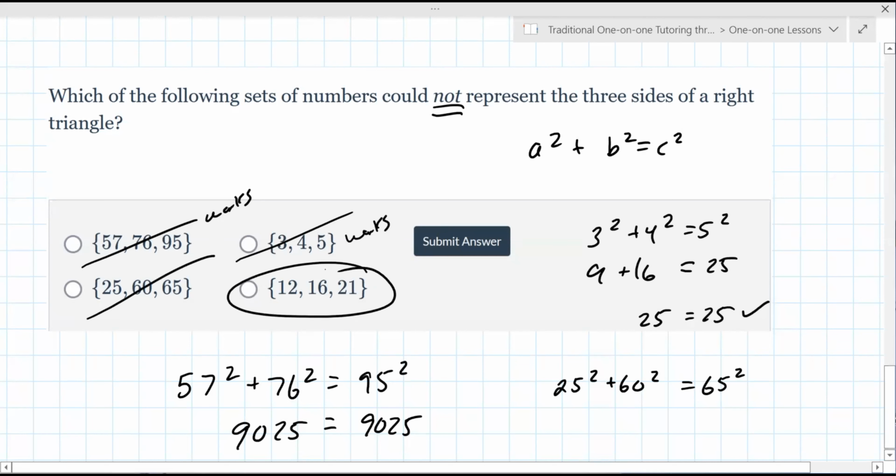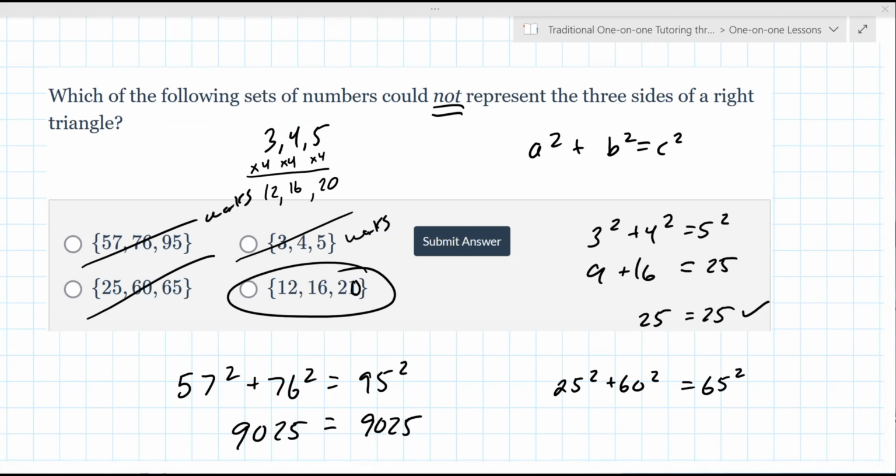Now, here's what's interesting. Remember I mentioned 3, 4, 5? Well, if you multiply 3 by 4, you get 12. 4 by 4, you get 16. And 5 by 4, you get 20. And that's why this one does not work. If it was 20, it would work. But because it's 21, it does not. Okay. So I think this is actually trying to get you to be better with Pythagorean triples. But we can just keep using a squared plus b squared equals c squared for this.